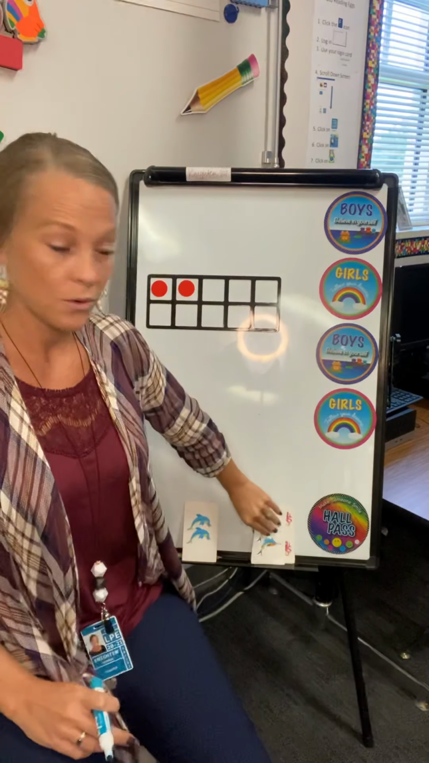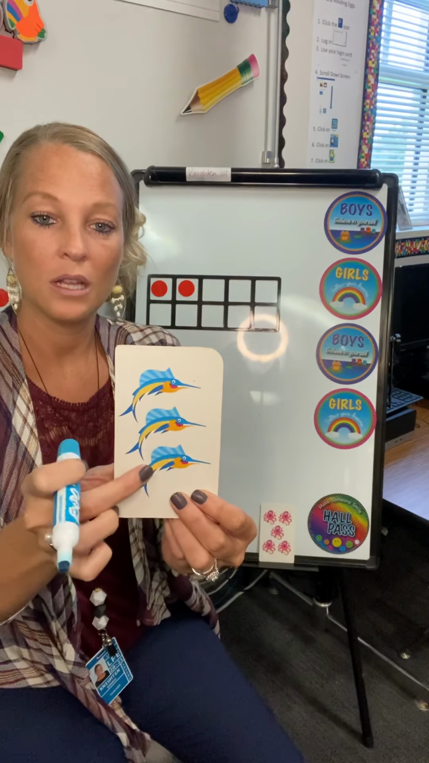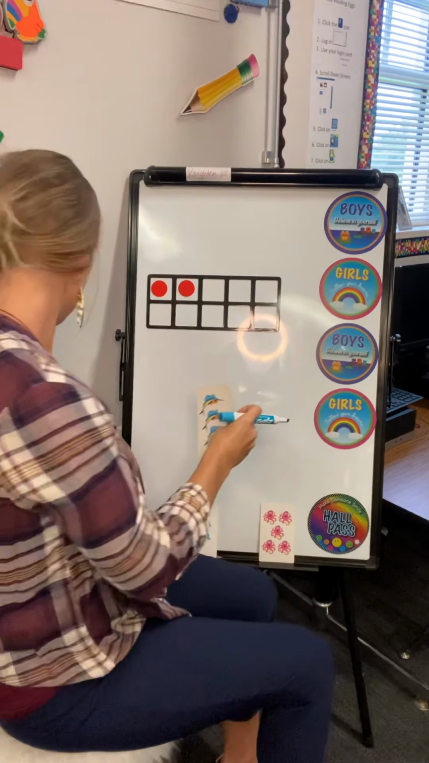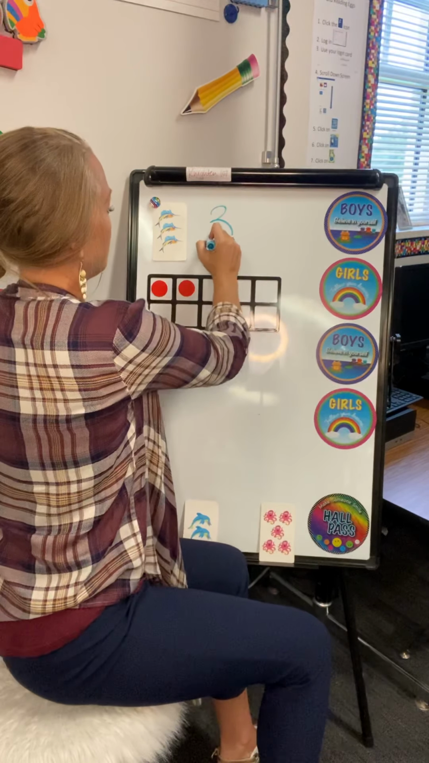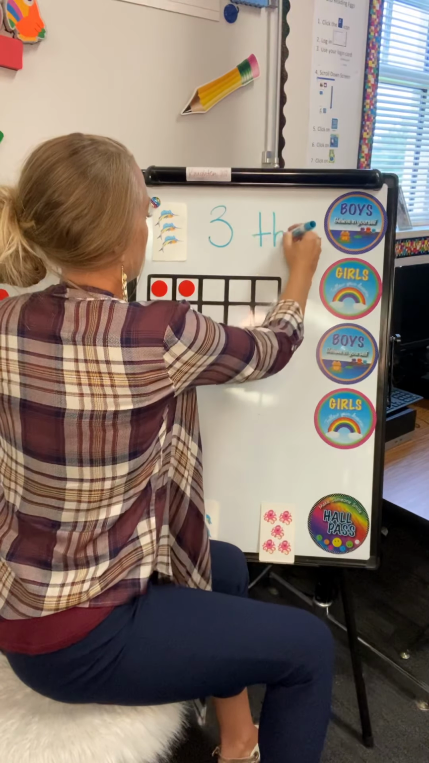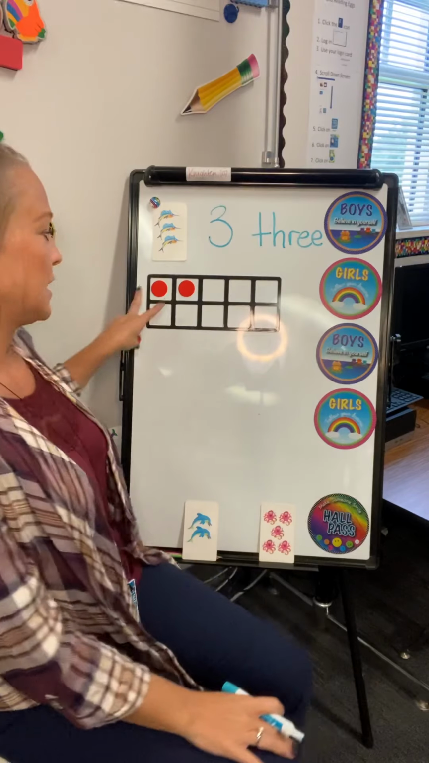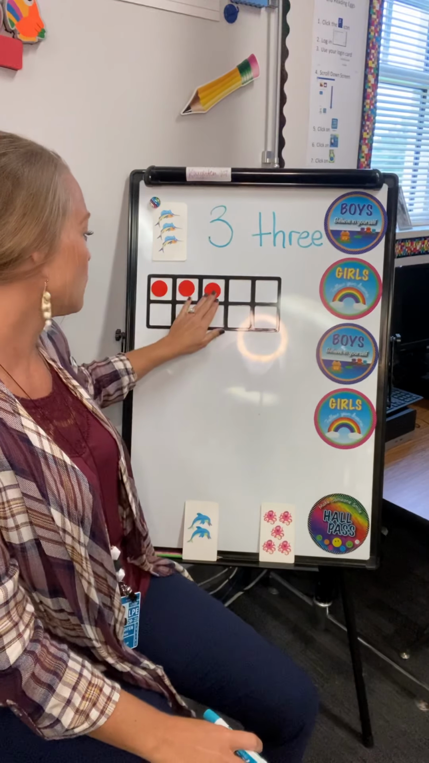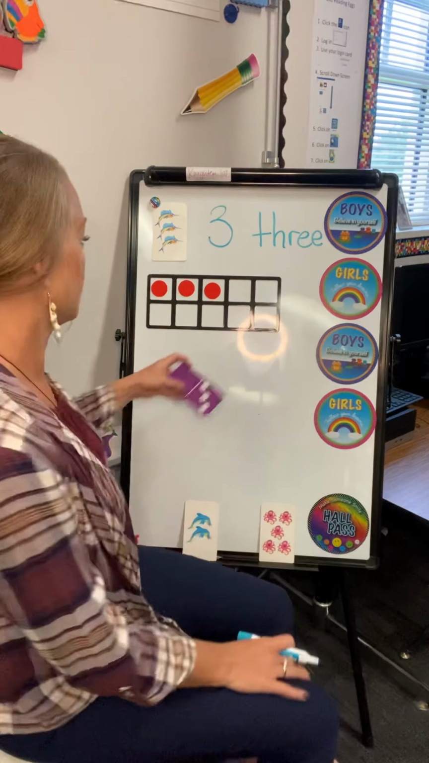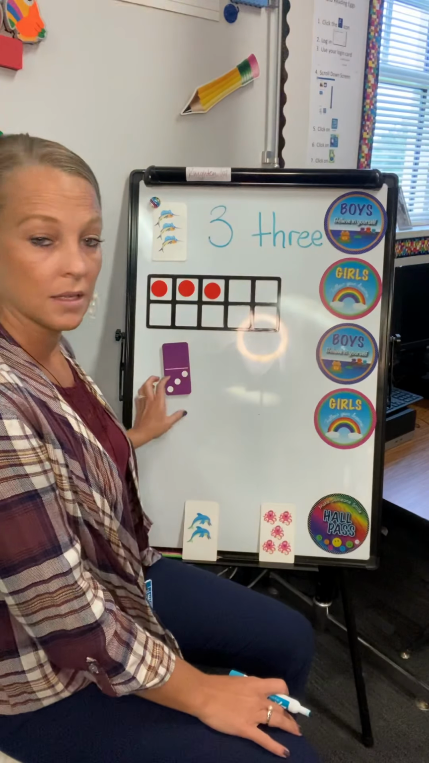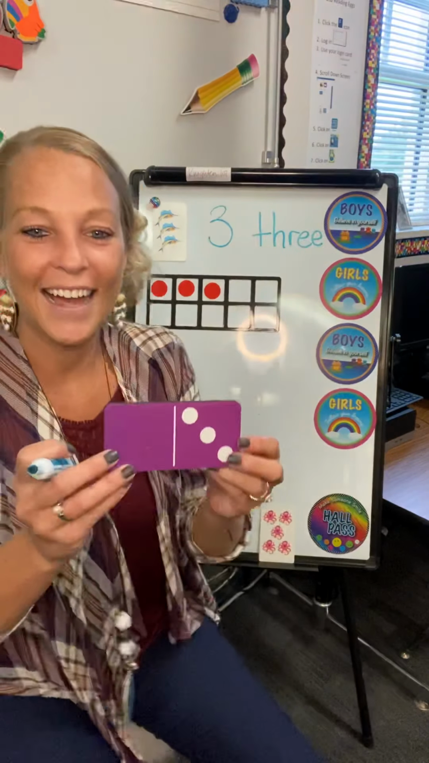And after 2 is 3. So then here's 1, 2, 3 pictures. So I can show 3 that way. I can write my number 3. And I can write the word. My 10 frame only has 2, but if I add 1 more, I will have 3. And I can also show 3 on a domino. See, on this domino, I have 3.